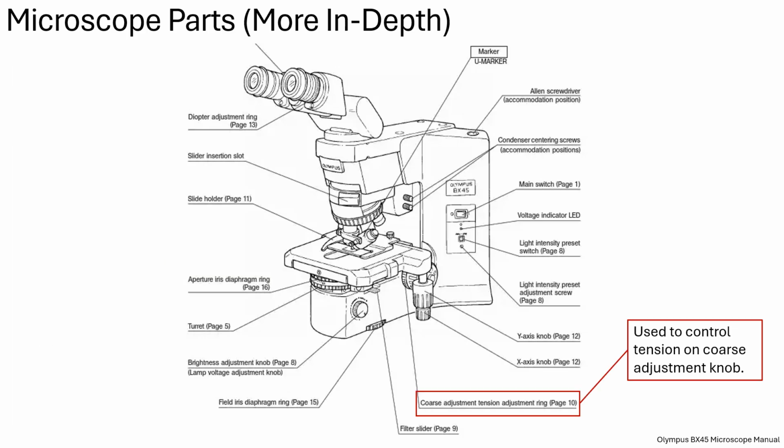Finally, the coarse adjustment tension adjustment ring sits just behind the coarse adjustment knob and allows you to adjust the tension of the knob. Now that you know the main components of the microscope, I will pass things off to Lisa for part 2 of this presentation.